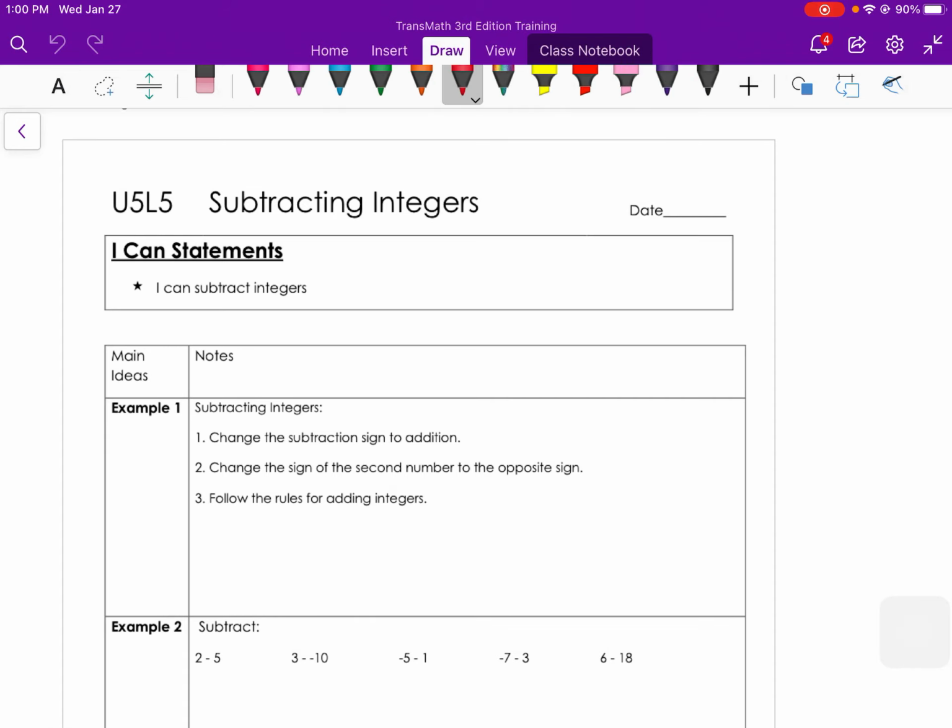Hey class, today's lesson is going to be all about subtracting integers. So you might remember hearing when you subtract integers, we add the opposite. And so that's what we're going to focus on anytime we're subtracting integers. For some reason, our brains just would prefer to add. So it's easier for us to think about addition than it is to think about subtraction.